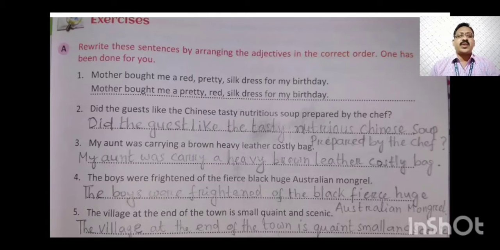Next one: Did the guest like the Chinese tasty nutritious soup prepared by the chef? Here, it should be arranged in this way: Did the guest like the tasty nutritious Chinese soup prepared by the chef?